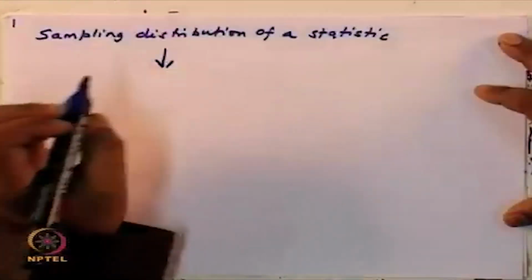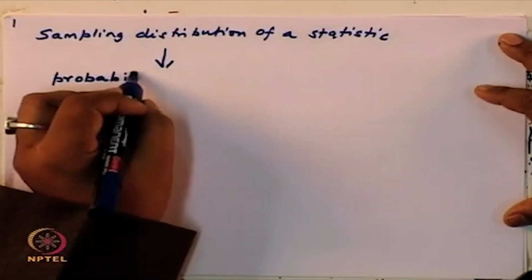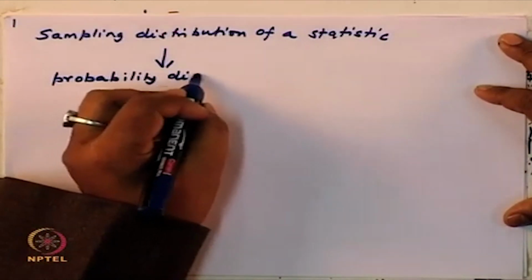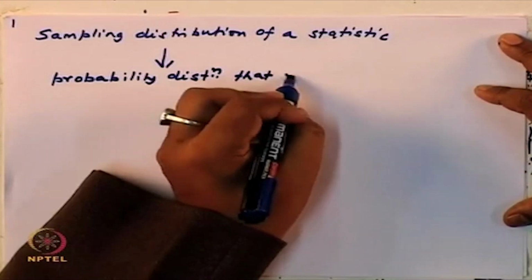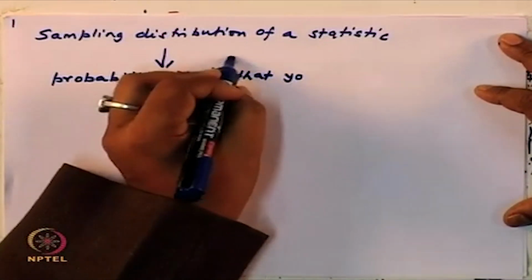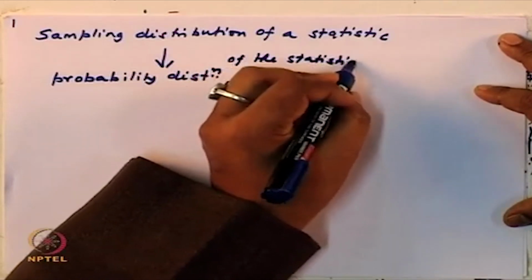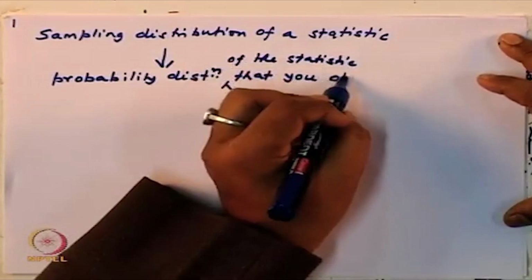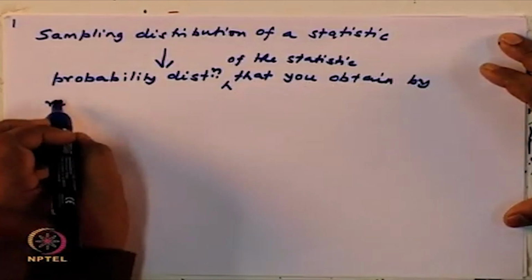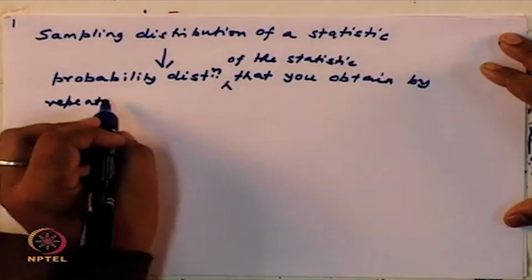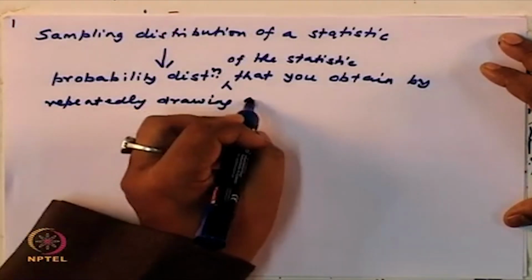A sampling distribution of a statistic is the probability distribution of the statistic that you obtain by repeatedly drawing a sample.